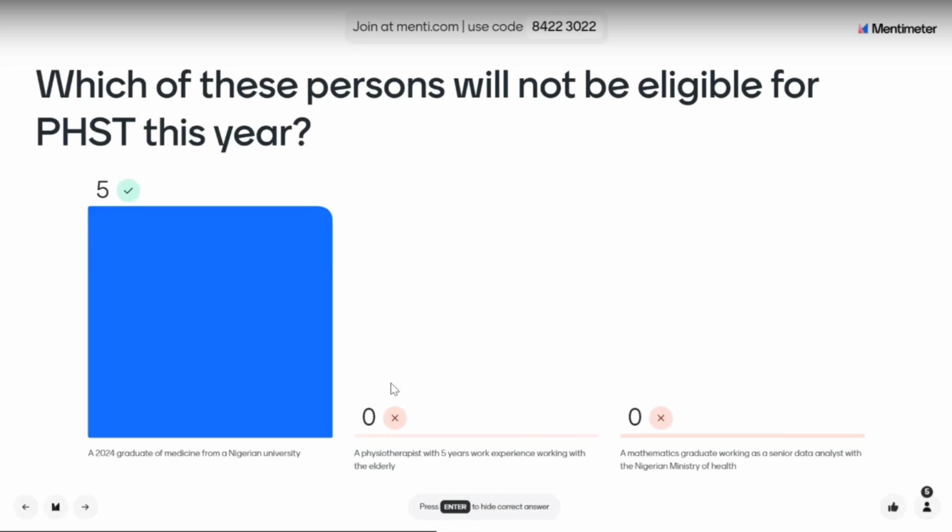So straightforward. The physiotherapist, if you have 5 years experience, already meets that 48 months, which is 4 years. If they've been working with the elderly, they'll be able to explain that they've done some work on falls prevention, which is relevant to public health. And if they've been working for 5 years, they're likely to have moved on to seniority level equivalent to band 6, similar to the mathematics graduate that is doing data analysis in Ministry of Health. They can explain how the analysis that it does with Ministry of Health is relevant to public health. And if they're senior data analysts, then they're likely to be able to explain that they've met band 6. Okay.